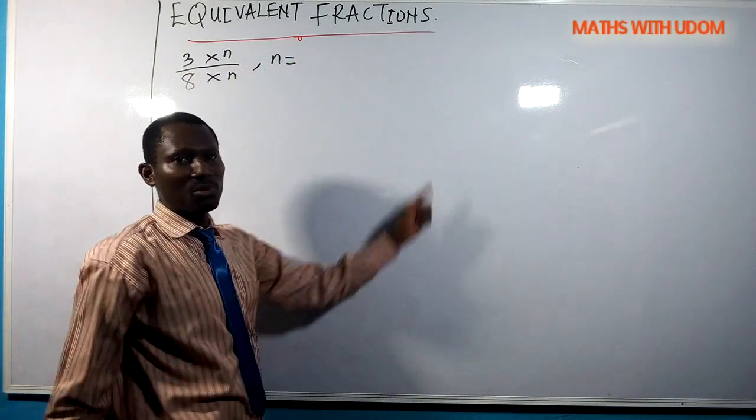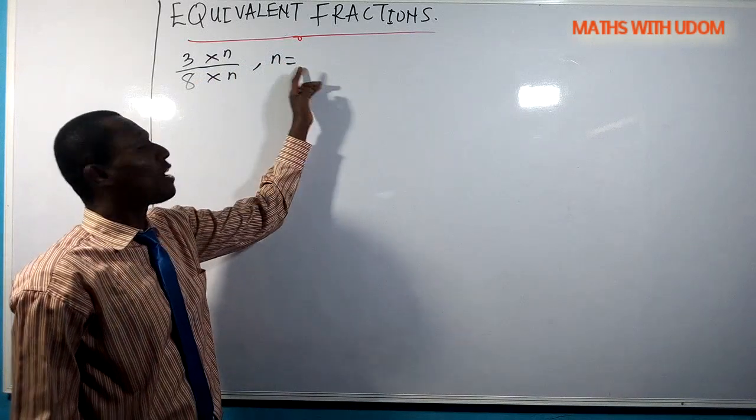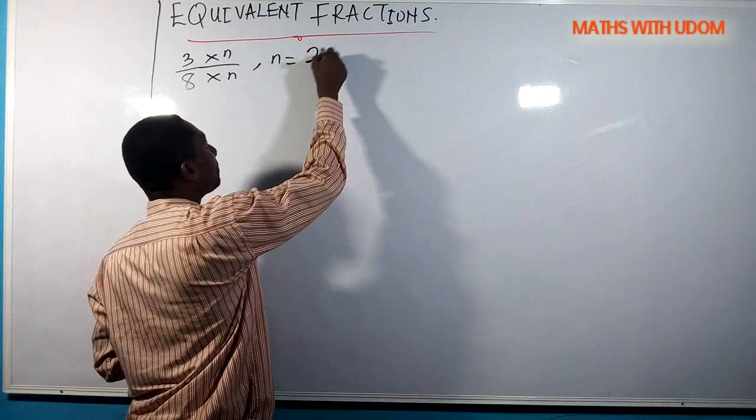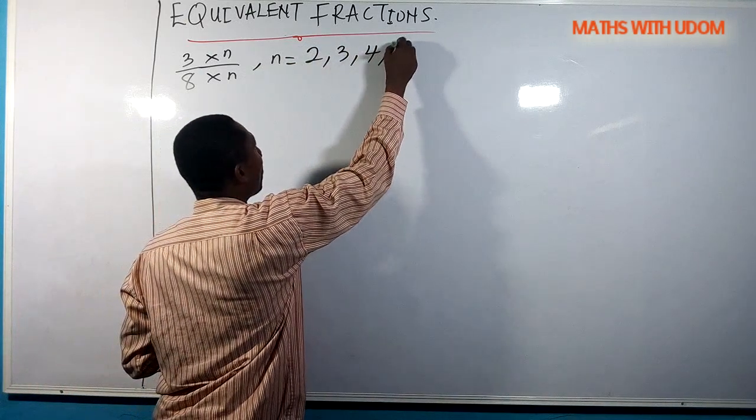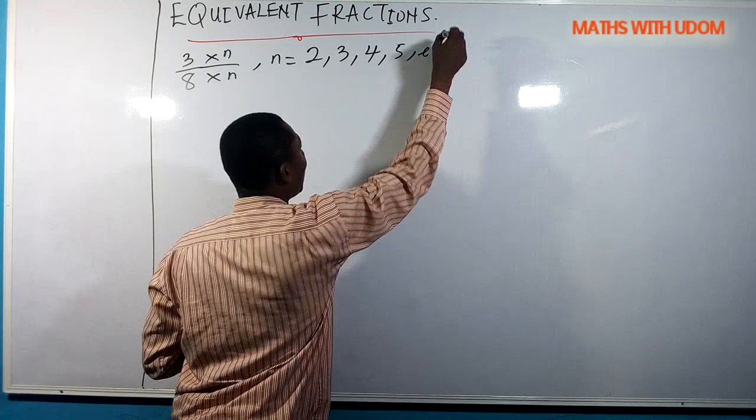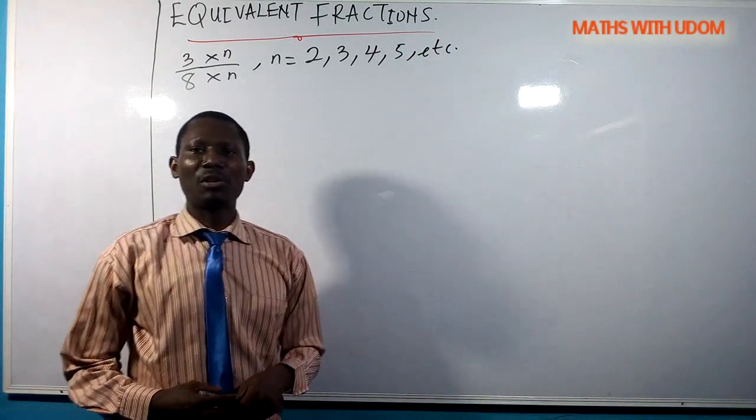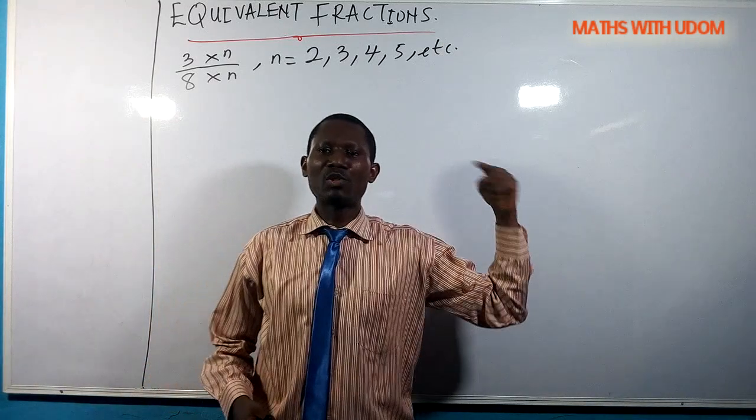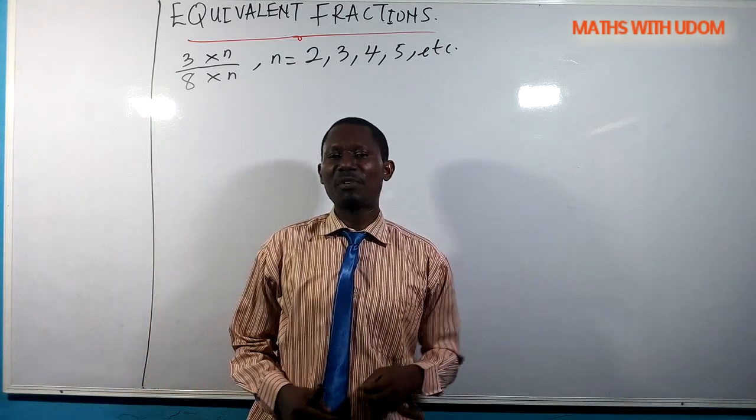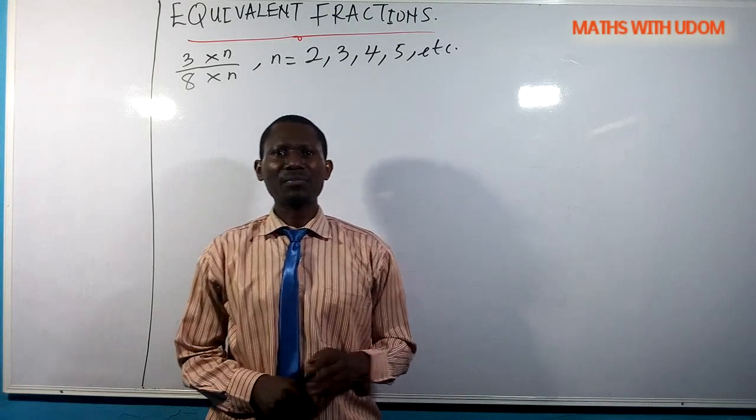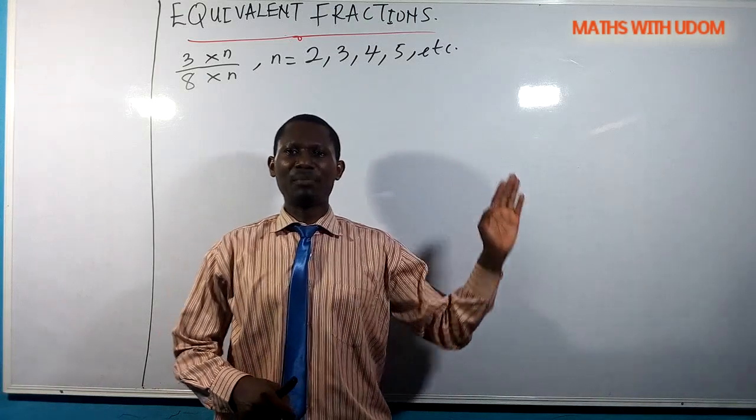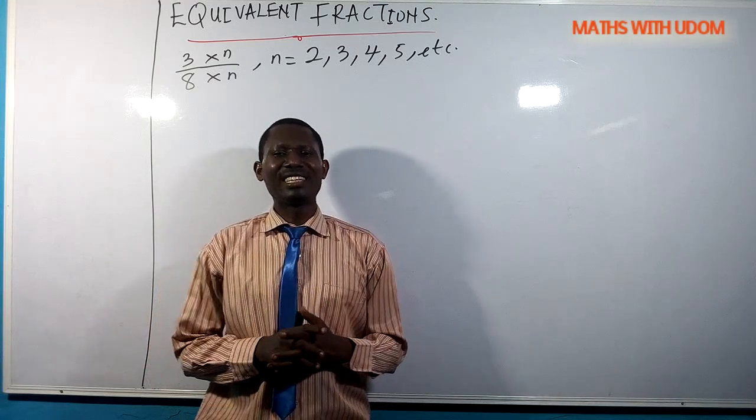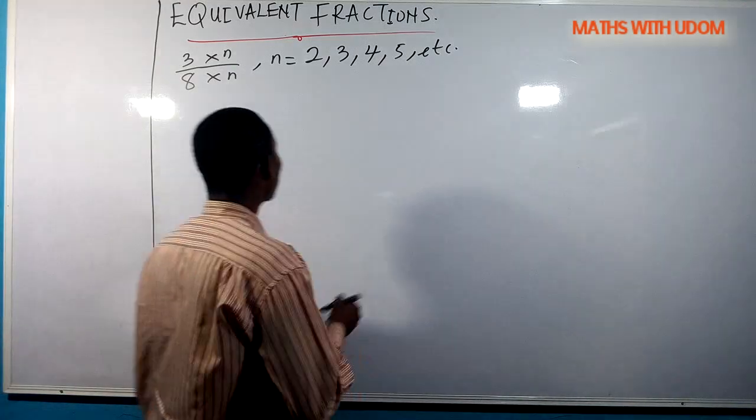But you must not start with 1, because if you multiply that fraction by 1, you still get the same fraction. So you start with 2, 3, 4, 5, and so on. You continue that way. But 1 must not be used as a whole number to multiply the fraction, because you get the same fraction. So now we want to move to the first example, where we want to find any two fractions that are equivalent to this particular number.